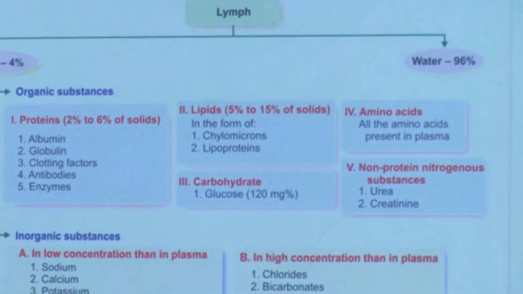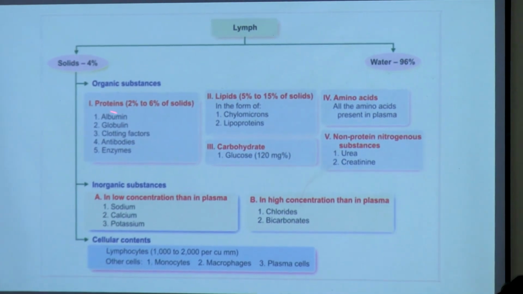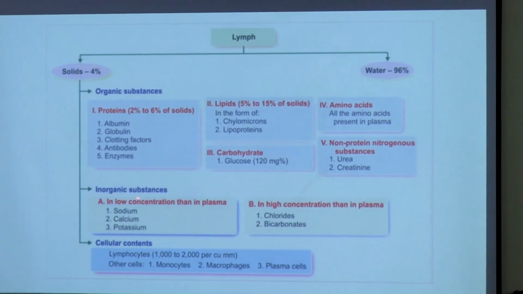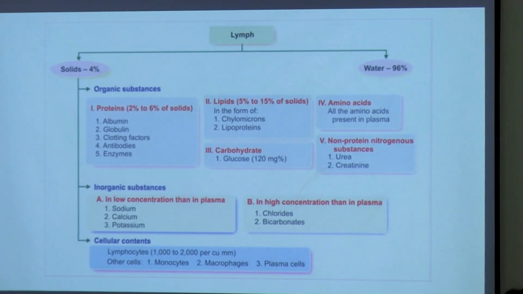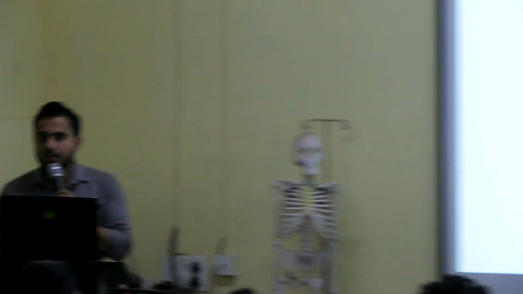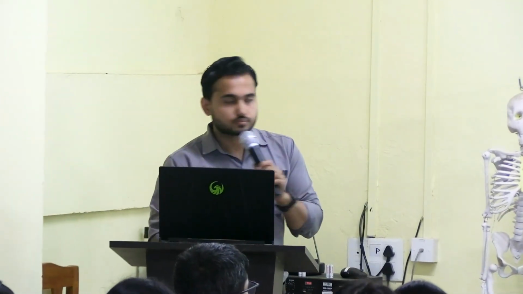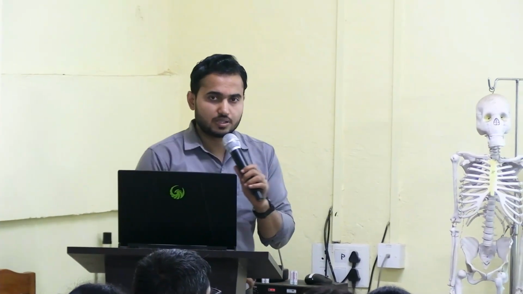Here you can see these are the constituents of the lymph. Only 4% solids are there and 96% water is present. Okay, so organic substances are there and inorganic substances are also present, and some cellular contents are also there. For example, lymphocytes, monocytes, macrophages, plasma cells. These cellular components are also present in the lymph. Okay? Details will be explained in physiology class.